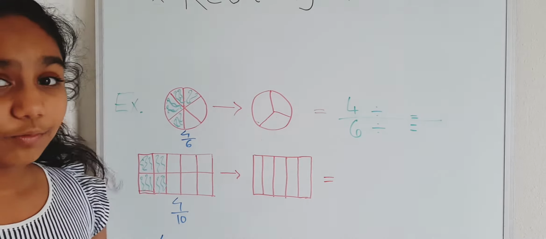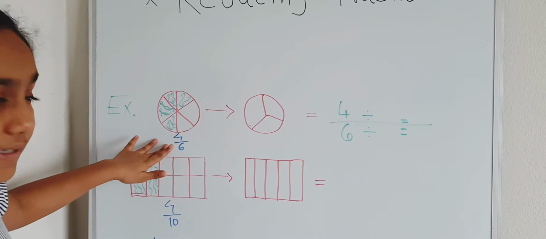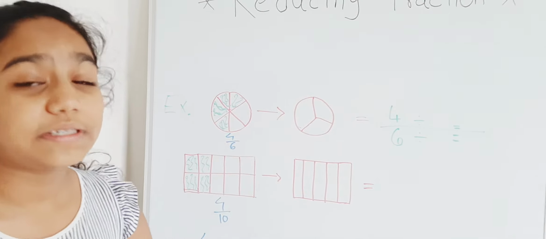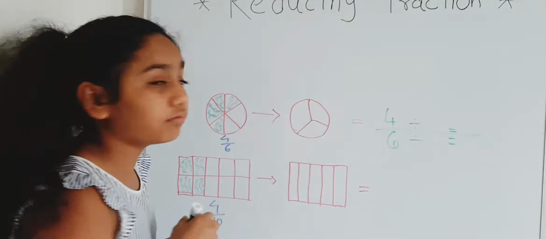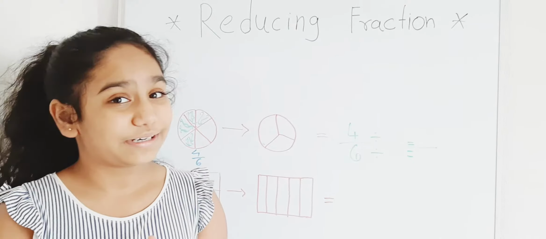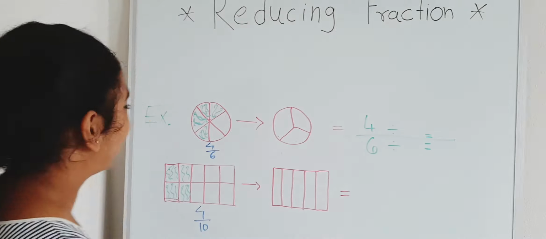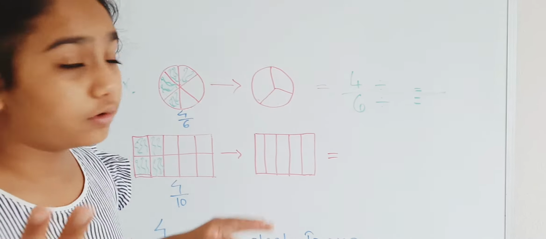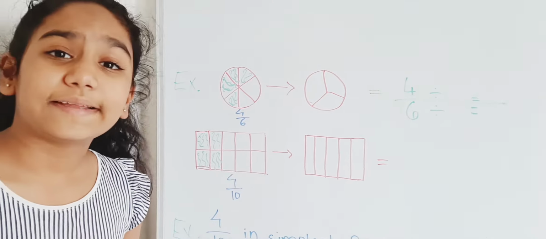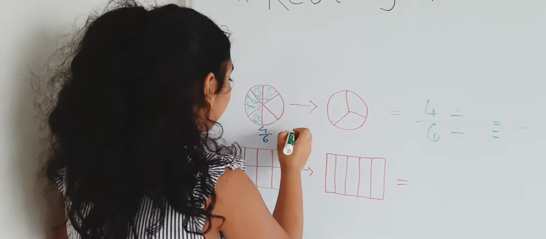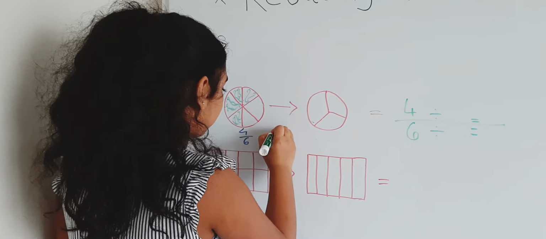Okay, example number 1. 4/6, how can you divide it? First of all, you should know this: whatever happens on the top must happen to the bottom. Otherwise, it's not a reduced fraction. Well, 4 is in the 2's table, and 6 is also in the 2's table, right? So we found it. 2 is what we divide by. Let's divide.